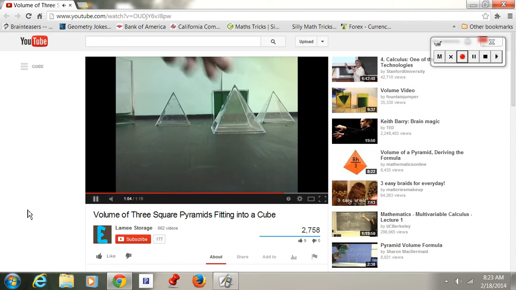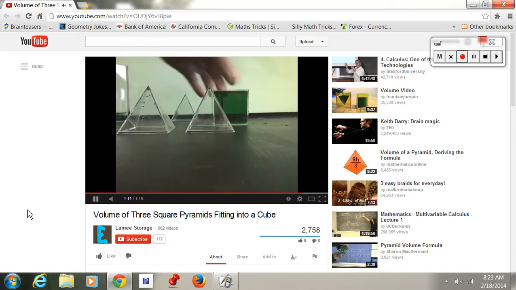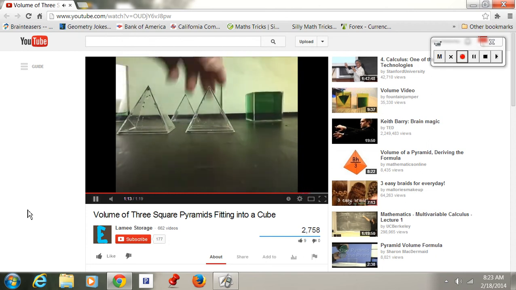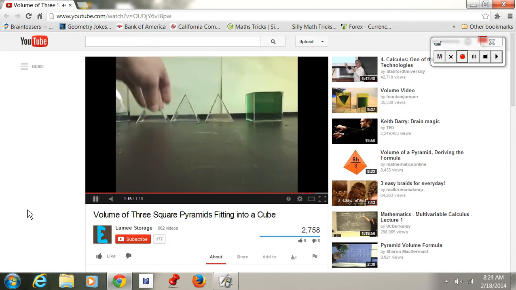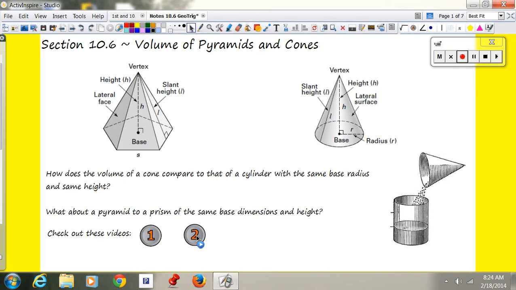So can you see how the volume of a pyramid would relate to the volume of the same size prism? How would that relate? How many of these fit into there, right? Three of them. So to get the volume of the pyramid, all we do is take the volume of the prism and do what to it? Divide it by 3. There's 1/3 of it. Okay, so that's for the pyramid. Let's take a look at the cone.